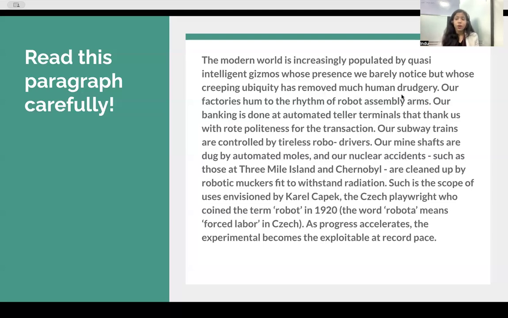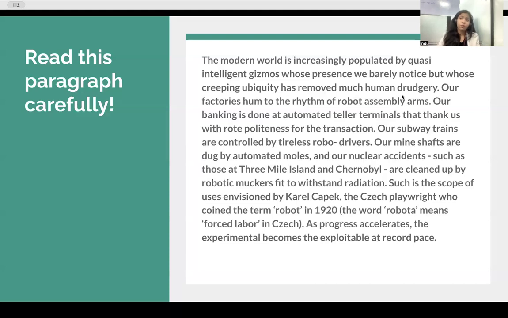Our mine shafts are dug by automated bolts, and our nuclear accidents, such as those at Three Mile Island and Chernobyl, are cleaned up by robotic muckers to withstand the radiation. So they're saying that even our mines are dug by robots, and because robots are not badly affected by radiation, or maybe we don't care that much if they're affected by radiation, we can have another robot.